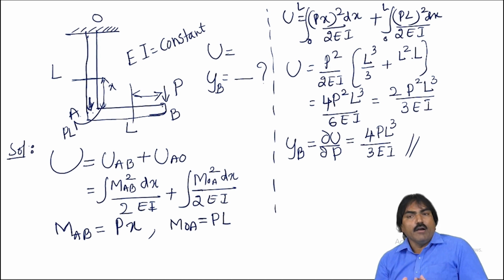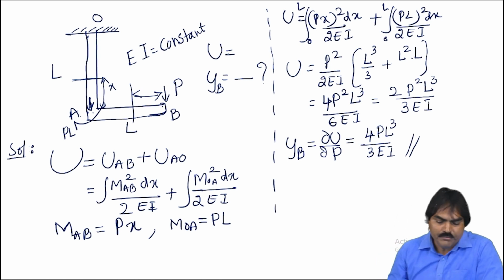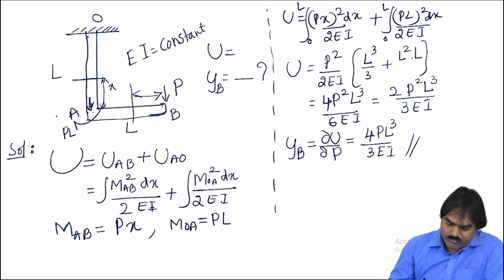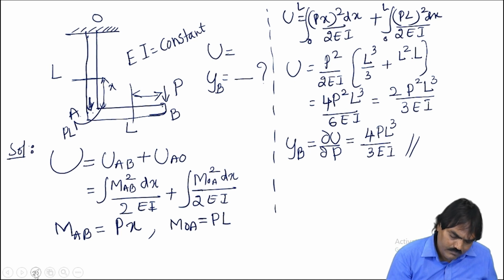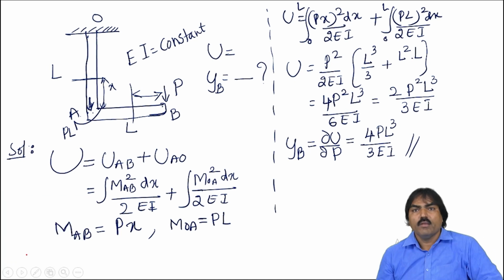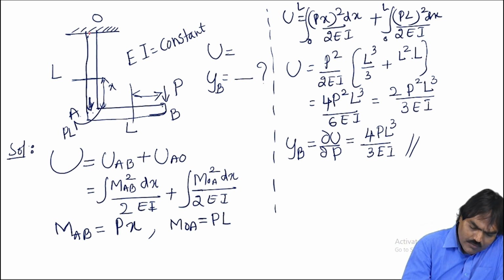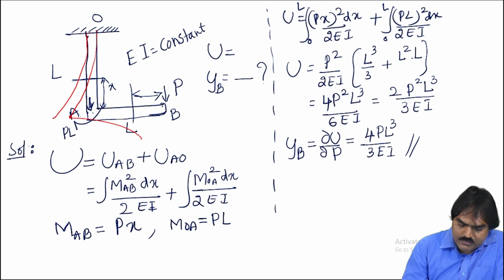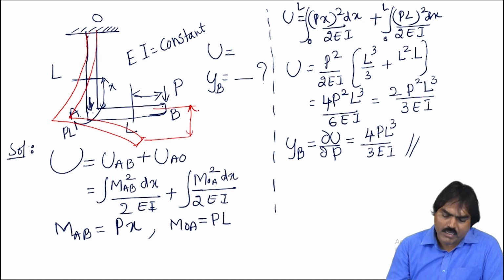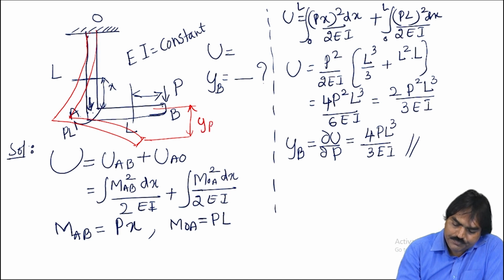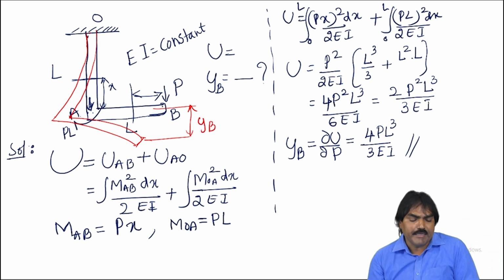Okay. Now see how it will deflect. What is the elastic curve for this? See, because of this moment, the beam will try to bend towards the left side. Okay. See the elastic deflection, elastic curve. The beam deflects like this. Okay. So this is the deflection at B point. Even we can find the deflection at A point also.